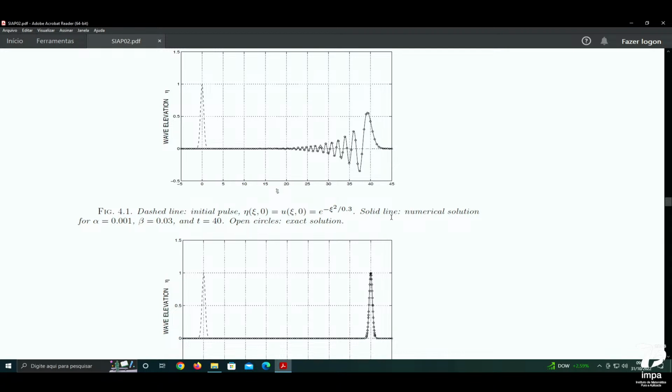So the first simulation upstairs is, let's pay attention to the alphas and the betas. We're putting the full nonlinear Boussinesq system, and over there we put a Gaussian. You can see the Gaussian over there. We did alpha equal 10 to the minus 3 and beta 3 times 10 to the minus 2. So the nonlinearity is very small and the dispersion is a little higher. That's the initial profile in the dashed line, the solid line is the numerical solution, and the open circles are the exact solution.